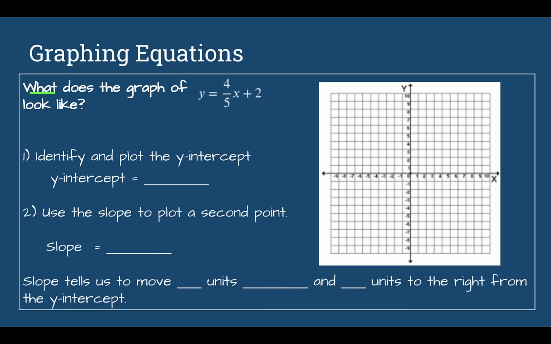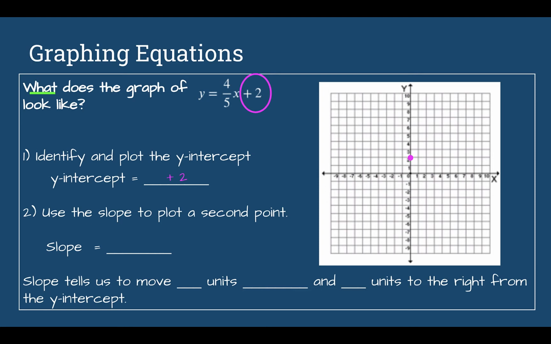In the equation, the y-intercept is that plus or minus number at the end, that b. So in this case, our y-intercept is positive 2. To plot that point, we just start at the middle and then go up 2, because that y-intercept is how many up or down it's going to cross. So plus 2.